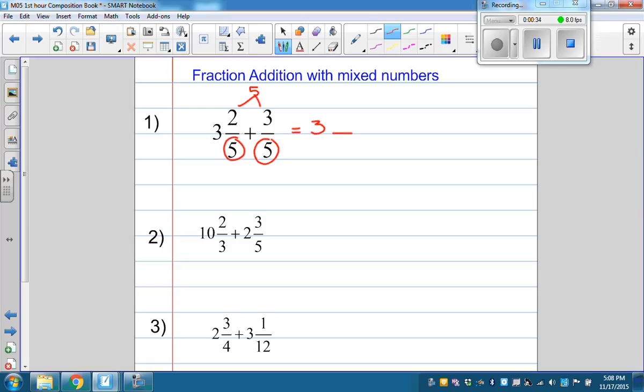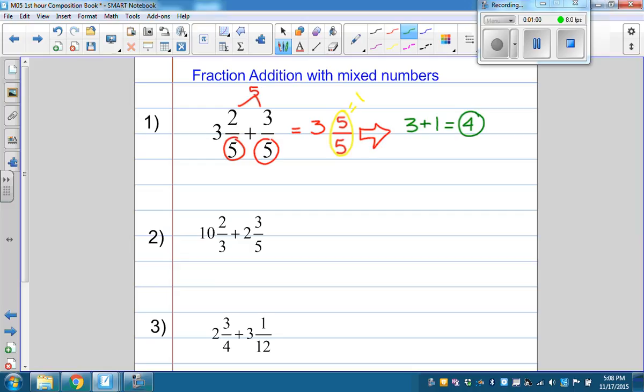This only has one whole part, so we're going to say 3 for the whole part, and we're going to have 2 plus 3 makes 5. The denominator remains 5, so we have 3 5/5, but that's not how we write our final answer because it's not considered a proper fraction. So 5/5 is equal to 1 whole. So really our answer is 4.